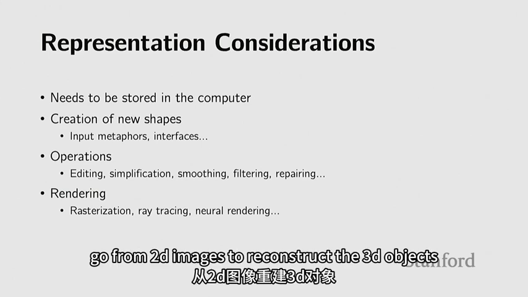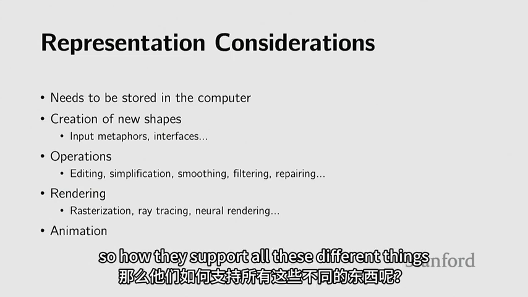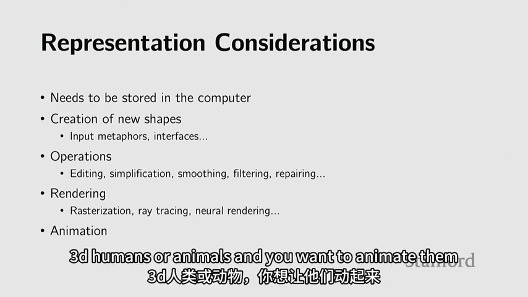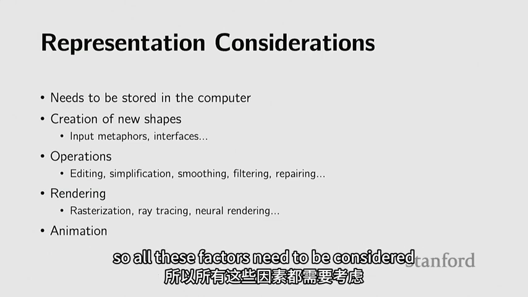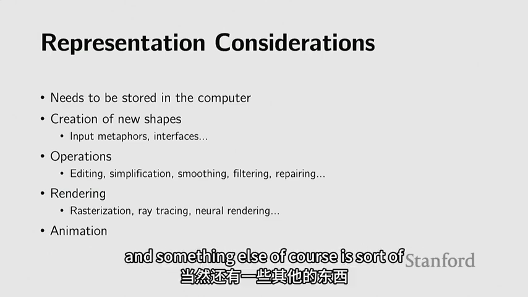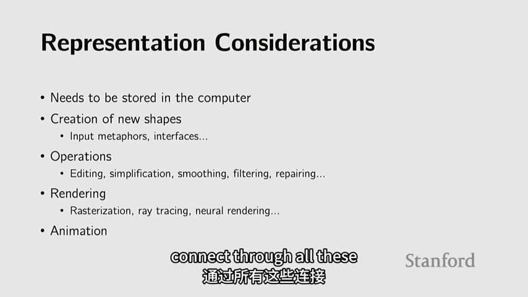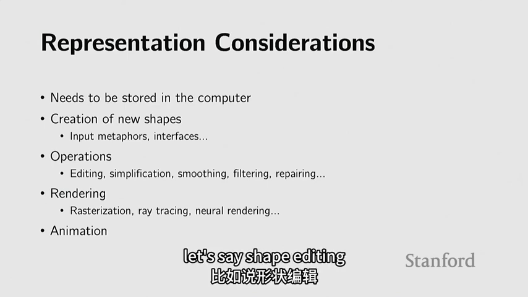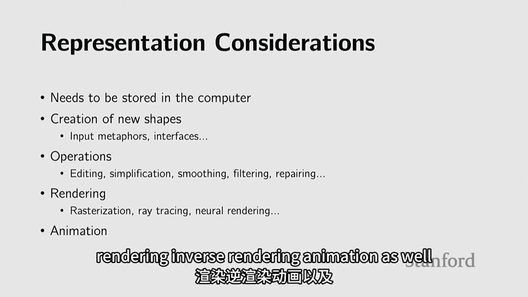How can you go from 2D images to reconstruct the 3D objects? How does it support all these different things, including end-to-end animations, especially if you are modeling, let's say, 3D humans or animals, and you want to animate them? So all these factors need to be considered. And something else that connects to all these is also their integration with different deep learning methods for, let's say, shape editing, rendering, inverse rendering, and animation as well.